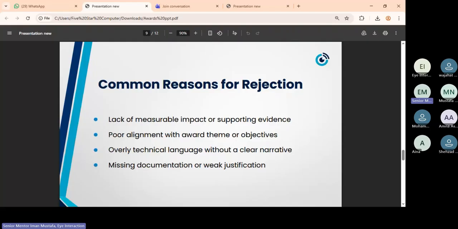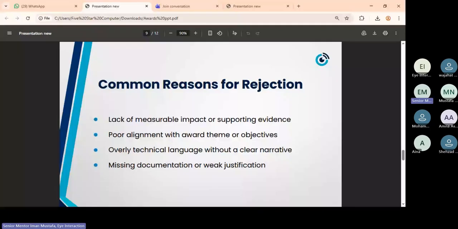And the fourth one is obviously missing documents. If you are submitting your award application but the documents are missing, or the justification is weak, right? They all cause rejection. Always remember, students, that clarity plus evidence equals success, right?